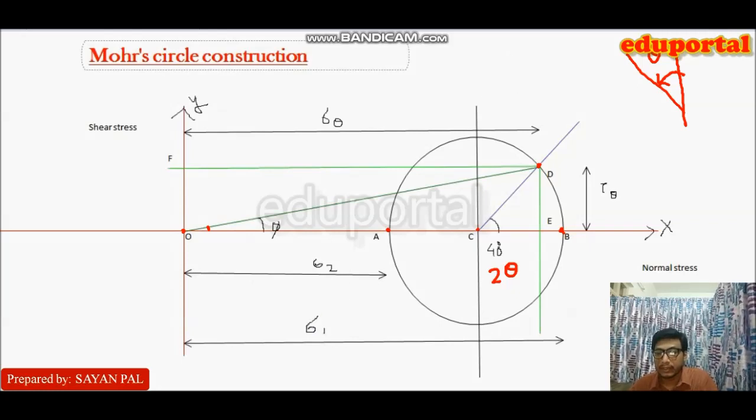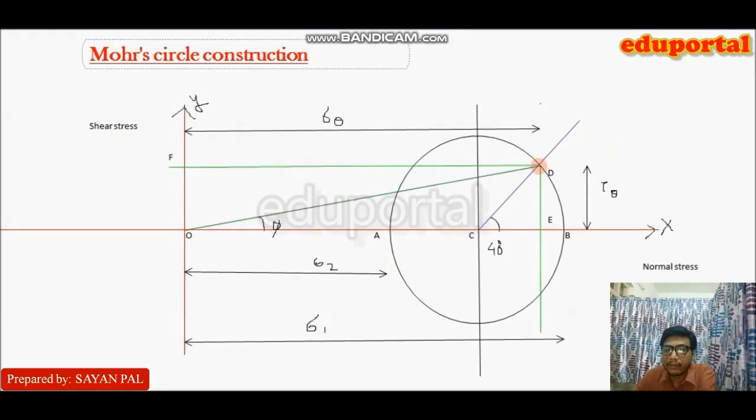Now our construction is complete, and we have constructed the Mohr circle. If we measure the distance D to F, it gives sigma theta, the normal stress acting on the required plane. If we measure the distance D to E, it gives tau theta, the shear stress acting on the required plane. If we measure this angle phi, it gives the angle of obliquity, that is the resultant stress making with the normal of the plane. So we have determined sigma theta, tau theta, and phi.